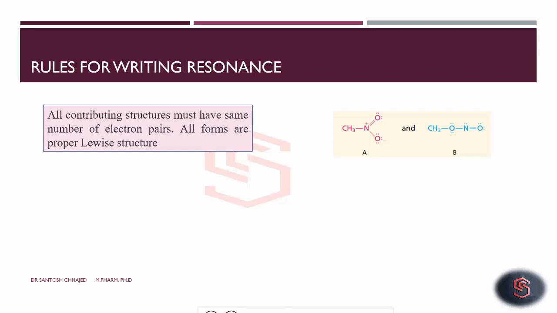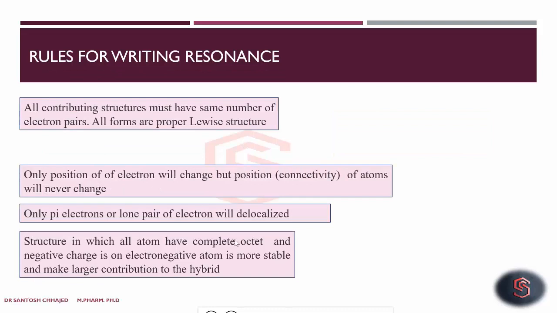If you draw a resonating form for a particular structure, we have to count the electron pairs between both the forms, and if electron pairs are the same in both, only then can we say they are correct resonating forms of one another. So this is the rule of thumb: the number of electron pairs must be the same among the two, and we should not make any mistake in sketching the structure. All the hybrids must be proper Lewis structures.